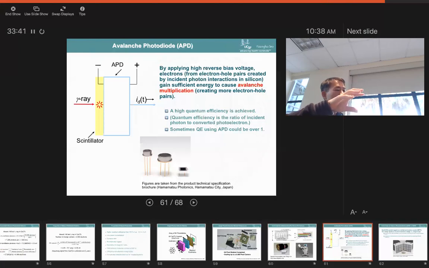The problem with this device is that it's really hard to make a large-area APD. A typical APD is pretty small. Of course, you can put a lot of APDs together individually, which I'm going to talk about later, but one APD cannot be really large. There is a lot of active development on making large-area APDs, but even a large-area APD is only about 1 or 2 centimeters wide.